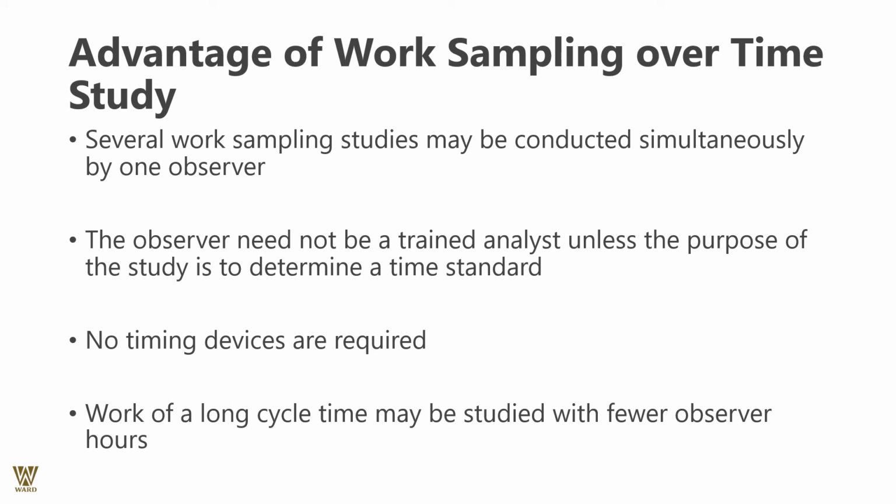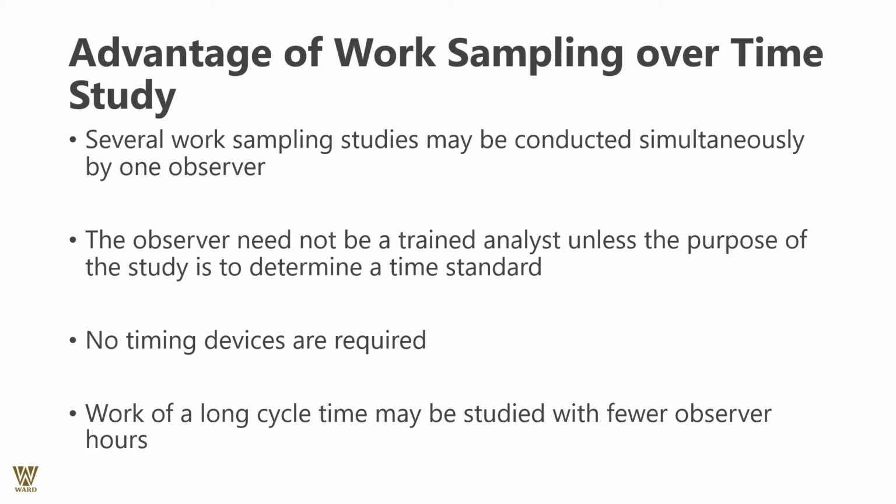The advantages of work sampling over a time study: several work sample studies may be conducted simultaneously. So we can study many jobs, a lot of work altogether, and I do not need to go through the whole 8 hours of a shift to understand what a person is working on. For the sample time, I may study him or her for 15-20 minutes and extrapolate it to the next 480 minutes, or the 8-hour shift. The observer needs to be a trained analyst unless the purpose of the study is to determine the time standard. No timing device is required because it is randomly guessed, keeping an approximate time of 15-20 minutes.